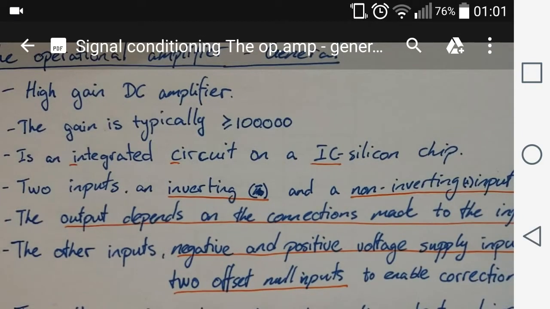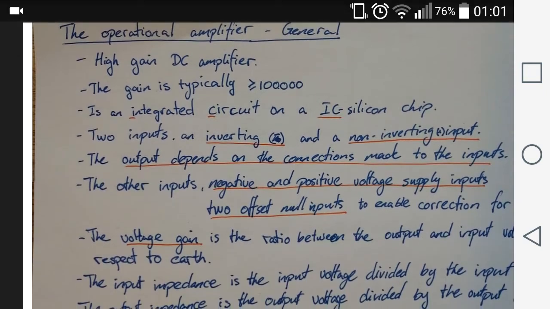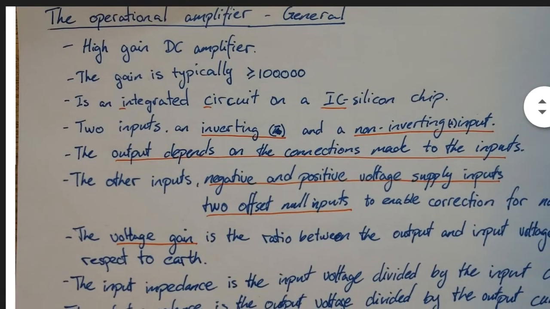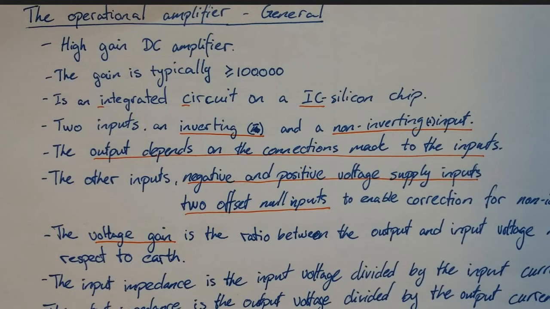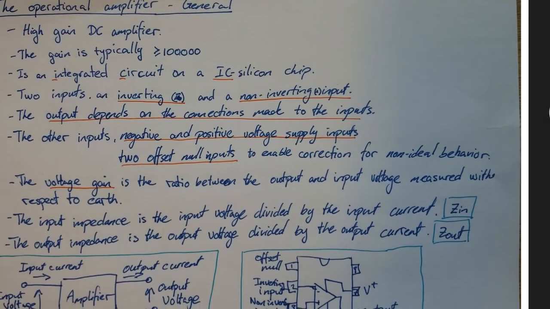It has two inputs, where one is inverting and the other is non-inverting, denoted plus and minus. The output depends on the connection made to the inputs. There are also a negative and a positive supply input, and then there are two offset null inputs which enable connection for non-ideal behavior.